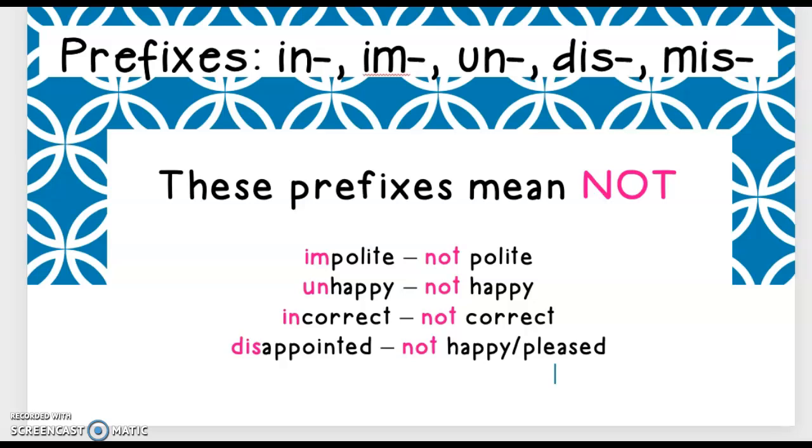So the prefixes that we're working on this week are in, im, un, dis, and miss. These prefixes all mean not, like impolite means not polite. The prefix im means not. Unhappy means not happy. Incorrect means not correct. Disappointed means not happy or not pleased. So dis, in, un, im all mean not.